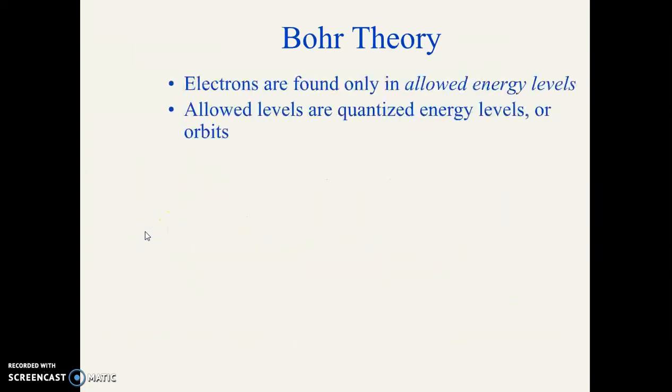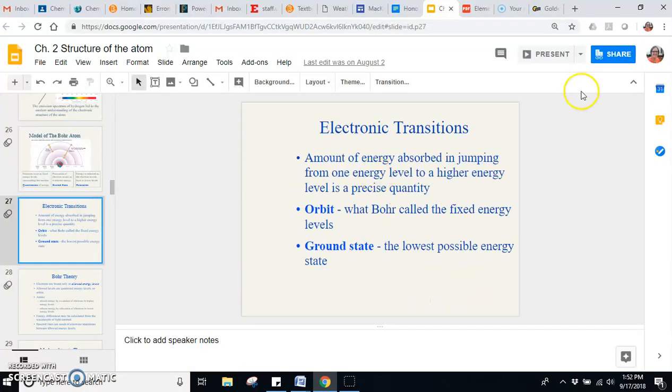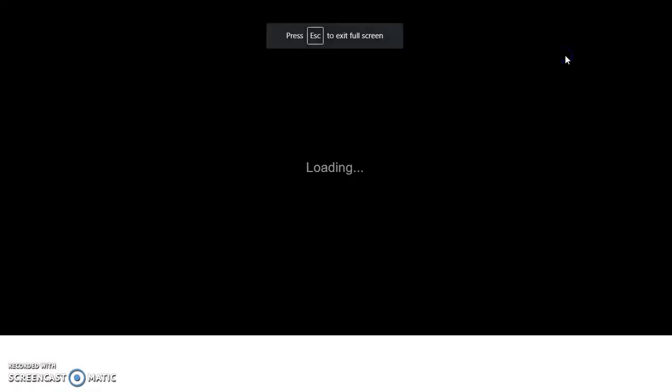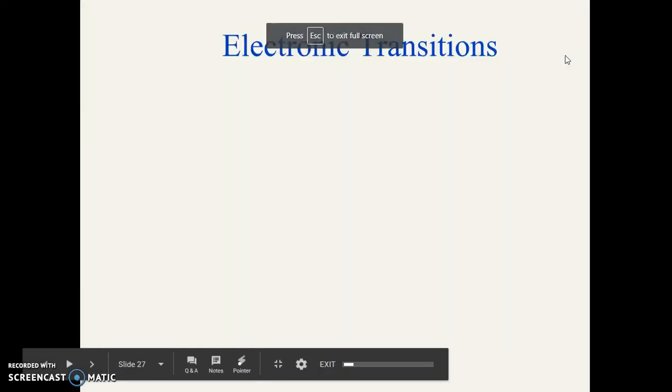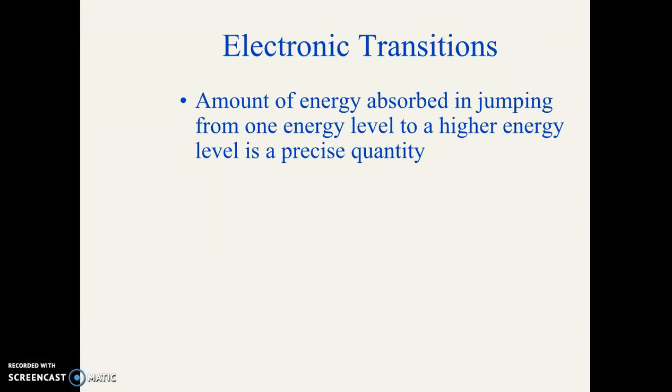So the amount of energy absorbed in jumping from one energy level to another, or to higher, is a precise quantity. It's a very specific amount. So it takes a very specific quanta of energy to get that electron to move. If you give it too little, it's not going to be able to move.